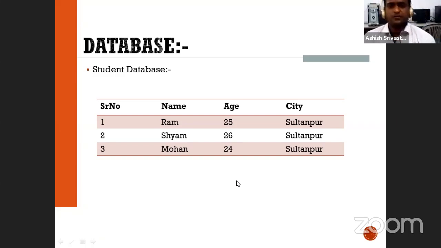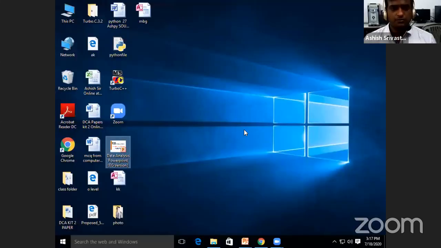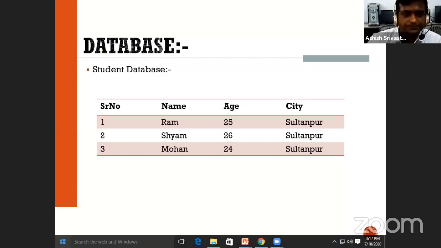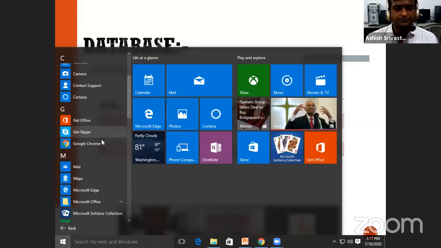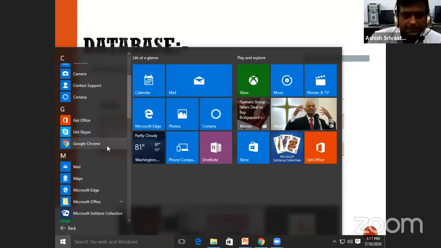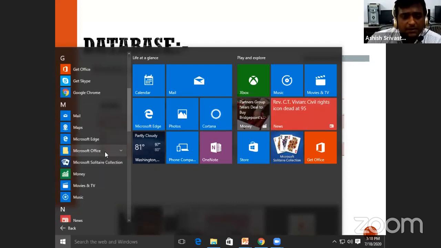Okay. So now we will discuss about the access application through which we will make a database. We will learn how to make a database. So I'm just opening MS Access software. So MS Access software, that is the software that comes in the group of MS Office.